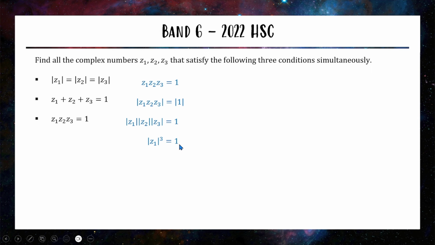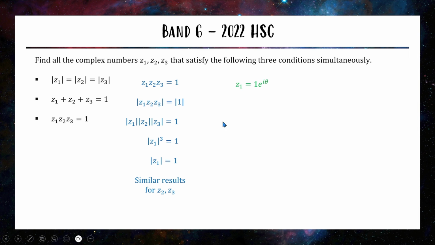This allows us to solve and do the cube root of both sides and say that the modulus of Z1 is equal to 1, which means so is Z2 and Z3. So straight away we have some information and we've got one of the 3 marks. I forgot to say here this is a 3-mark question, sorry. Similar results for 2 and 3.